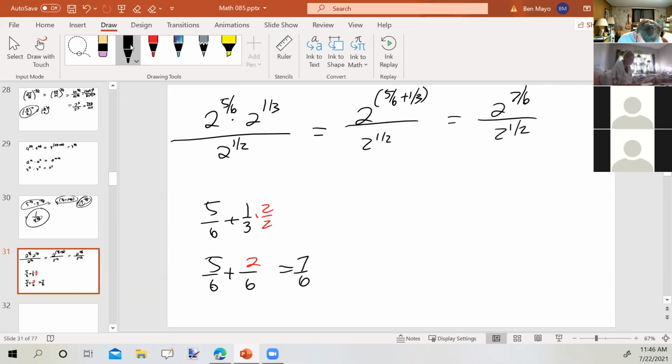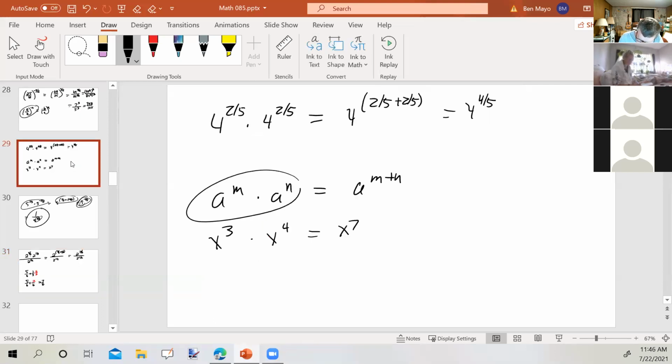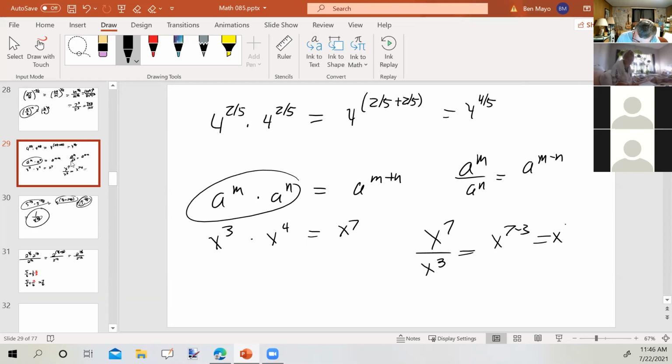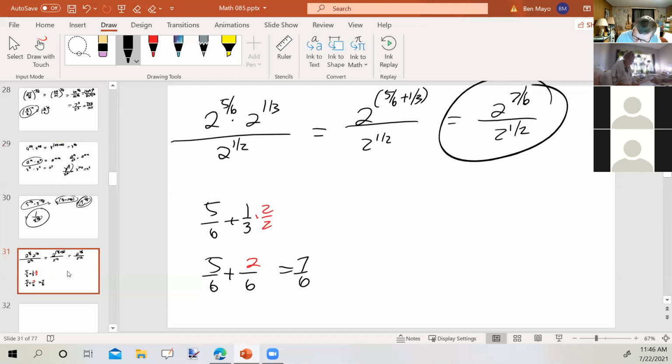All right, let's go back here. Multiplying two powers with the same base, you add the exponents. Dividing two powers with the same base, you subtract the exponents. You subtract the bottom one from the top. So like x to the 7th over x to the 3rd would be x to the 7 minus 3, or x to the 4th power. So here, this is going to be 2 to the 7/6 minus 1/2 power. Top exponent minus bottom exponent.